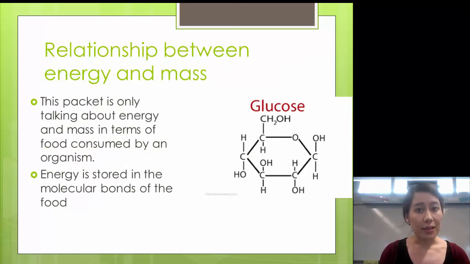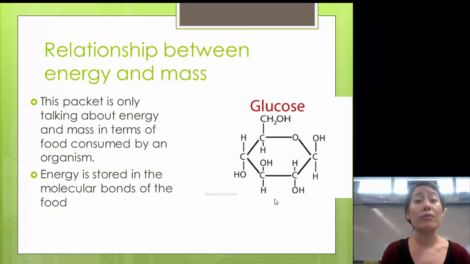Now, to remind you, if you watched the nutrient cycles video and also the ecological pyramids video, some of this will be familiar. But there's a relationship between energy and mass. The packet, in this case, is really only talking about energy and mass in terms of the food consumed by an organism. Energy is stored in the molecular bonds of the food. So food has mass. It's made up of molecules, and the energy that's in that food that the organism is going to have to get out of the food is stored in the bonds.